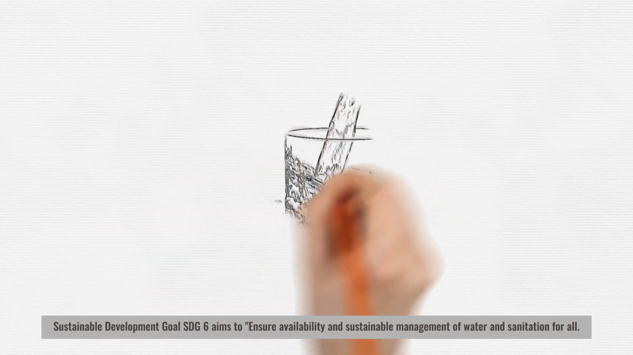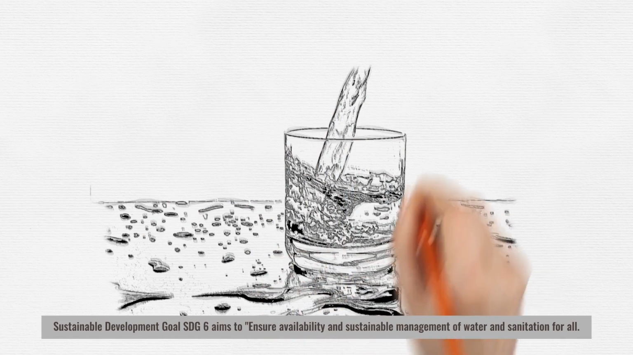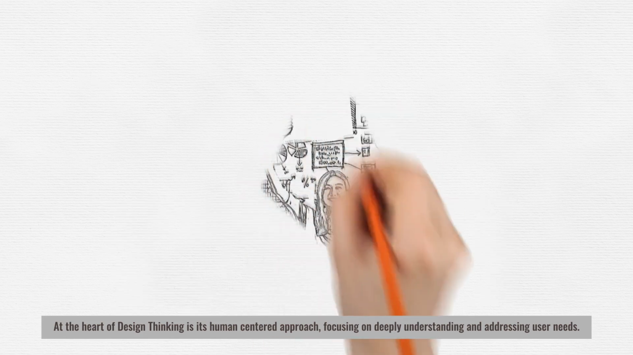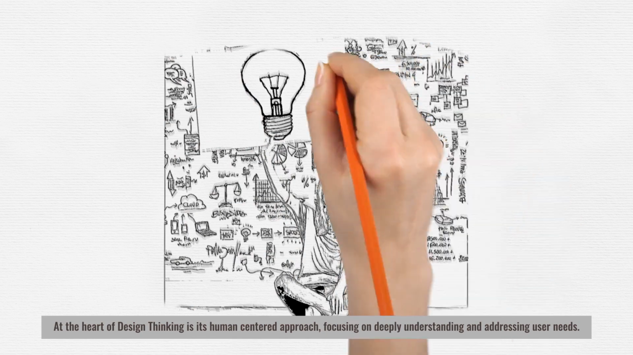Sustainable Development Goal SDG 6 aims to ensure availability and sustainable management of water and sanitation. At the heart of design thinking is its human-centered approach, focusing on deeply understanding and addressing user needs.